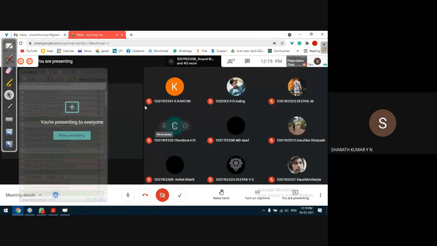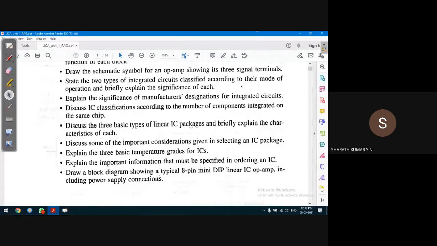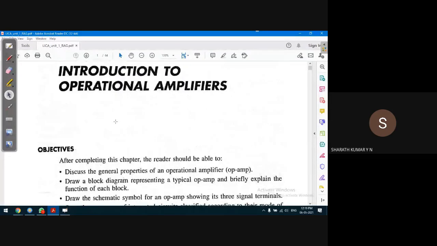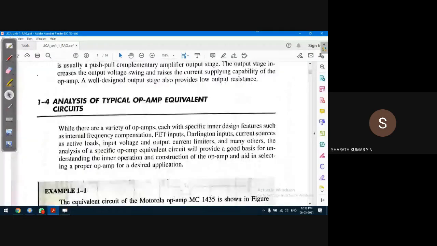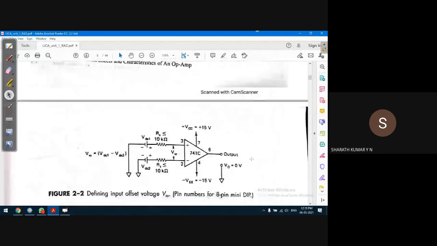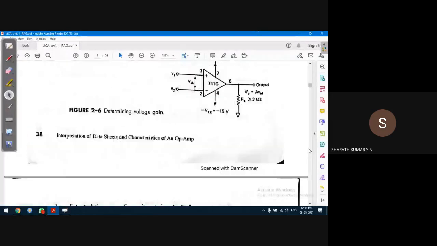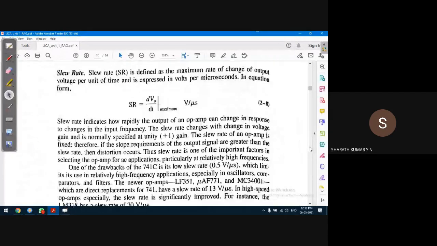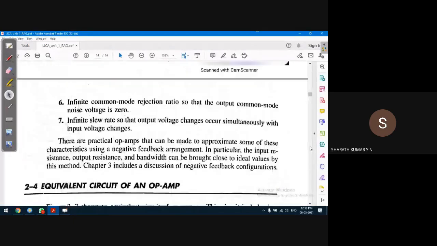Okay, so here we go. Let us start the discussion, guys. Last class we discussed the characteristics of operational amplifiers. There are various characteristics because the knowledge of the characteristics of an op-amp is important to select a particular op-amp for a particular application. We can't simply choose any op-amp for any purpose. That's not the correct method.